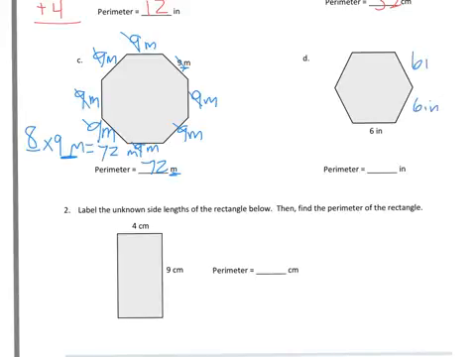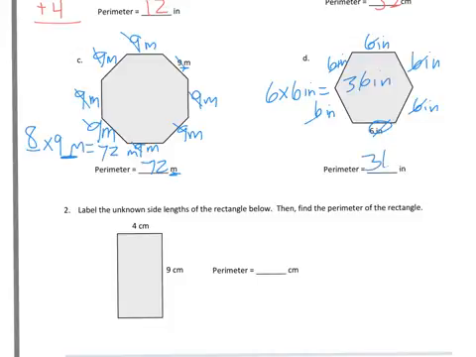And the last one, 6 inches, 6 inches, and again, they're giving me that measurement. And I know with regular shapes, they're all going to be the same length. So now I have 1, 2, 3, 4, 5, 6. So 6 groups of 6-inch sides will get me 36 inches.